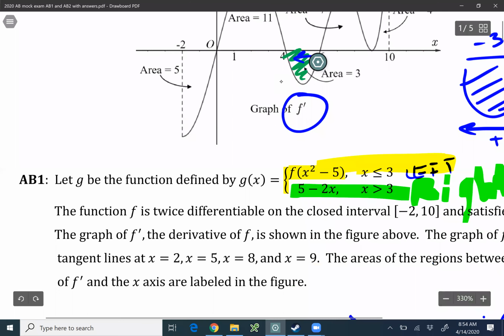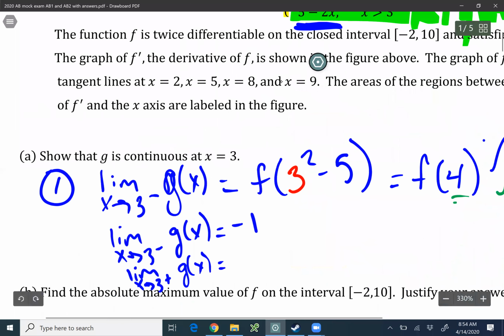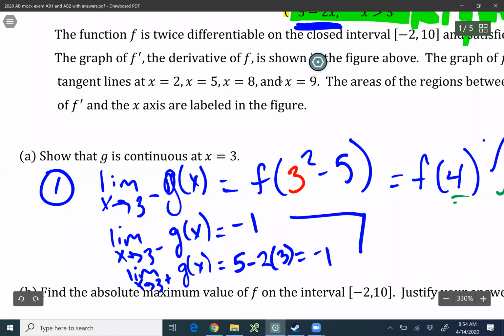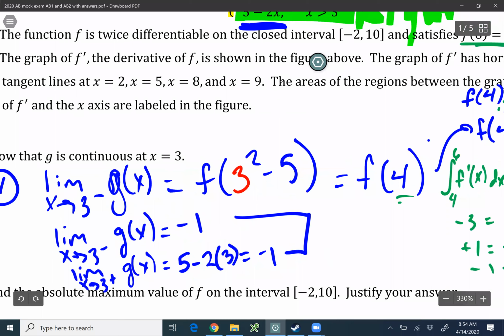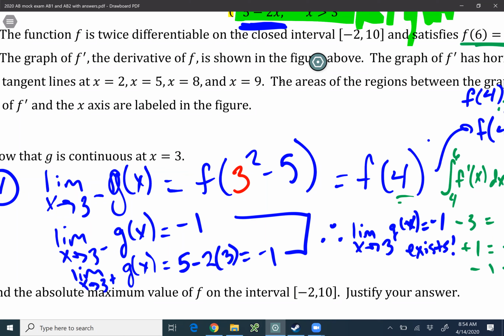For that one, we're going to use that side, right? The right side is the 5 minus 2x. So that's going to be 5 minus 2 times 3. That's 5 minus 6. That's -1. So because both the left and the right side limits were the same, we can say, therefore, the limit as x approaches 3, just overall, not the left or right, of g of x equals -1, and you might even add the word exists below it. Okay. So that's the first step.